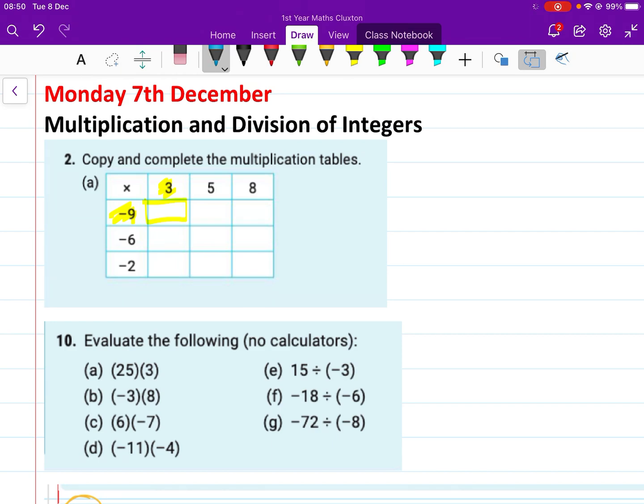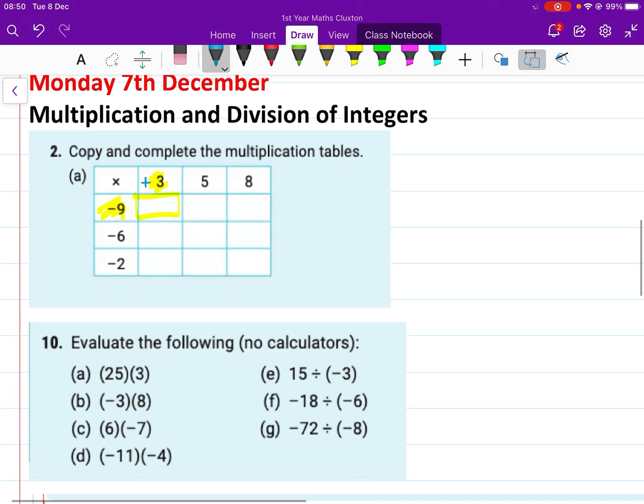So that is, the 3 is plus. So the signs are different, meaning my answer is minus, and then 3 times 9 is 27. Okay, and now working across here, this time it's a plus 5 and a minus 9. So different signs give me a minus, and then 5 9s are 45. Here we have a plus 8 and a minus 9. So again, different signs is minus, and 9 8s are 72.